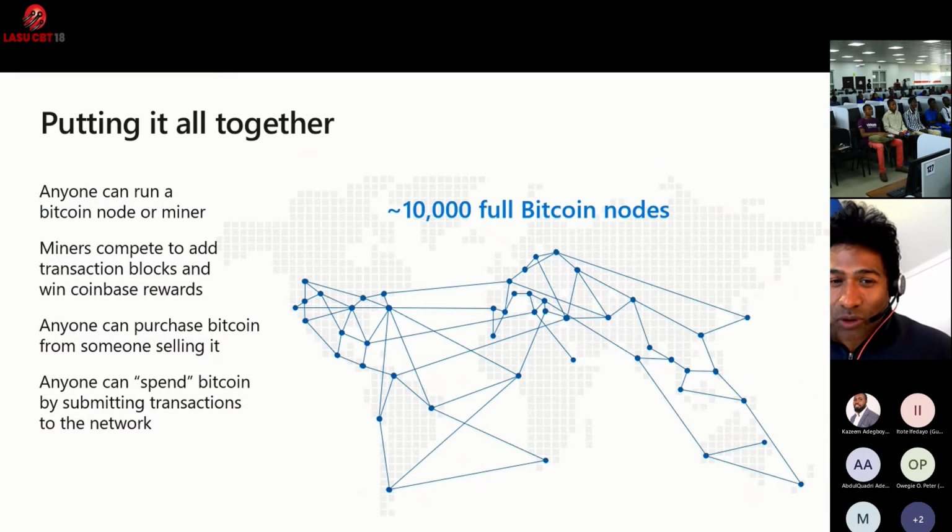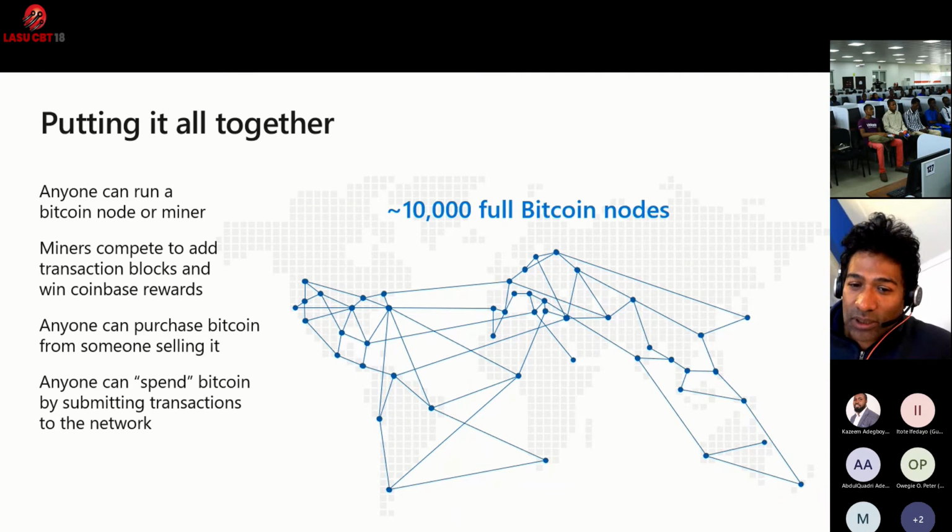So basically, putting it all together, anyone can run a Bitcoin node or a miner. You just need to install the software on a very good computer with a GPU. Miners compete to add transactions to blocks and win Coinbase rewards. Anyone can purchase Bitcoin, have a wallet, sell it, and spend it using their wallet or by submitting transactions to the Bitcoin network.